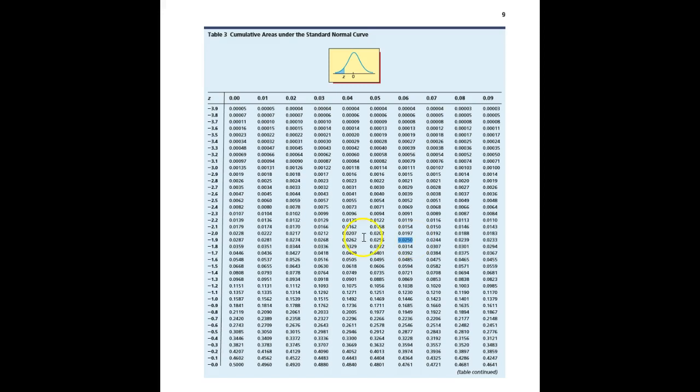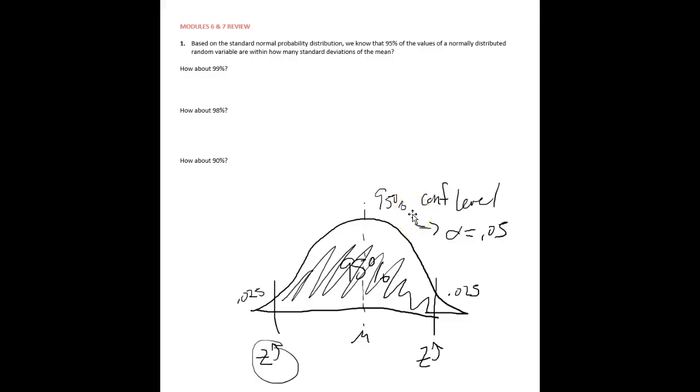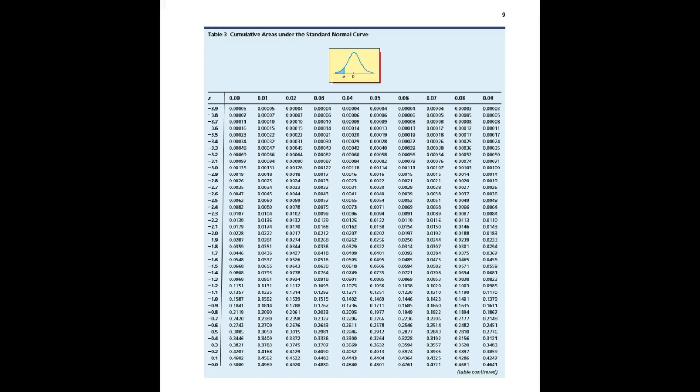All right, what is our z-value? Negative 1.96. Okay, cool. Negative 1.96. So we get z equal to 1.96. All right, well, let's just check that. Let's check that on the other side.